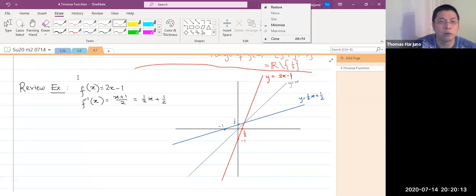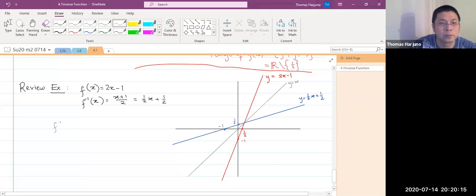And the range of the function, the domain in f(x), is equal to the range of f inverse x. The range of the original function can be obtained by finding the domain of the inverse function.